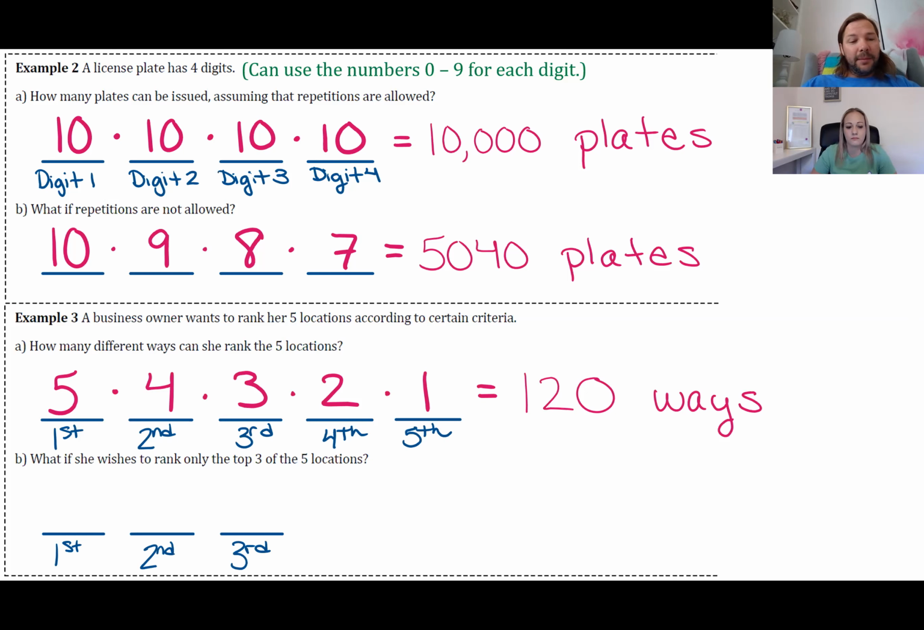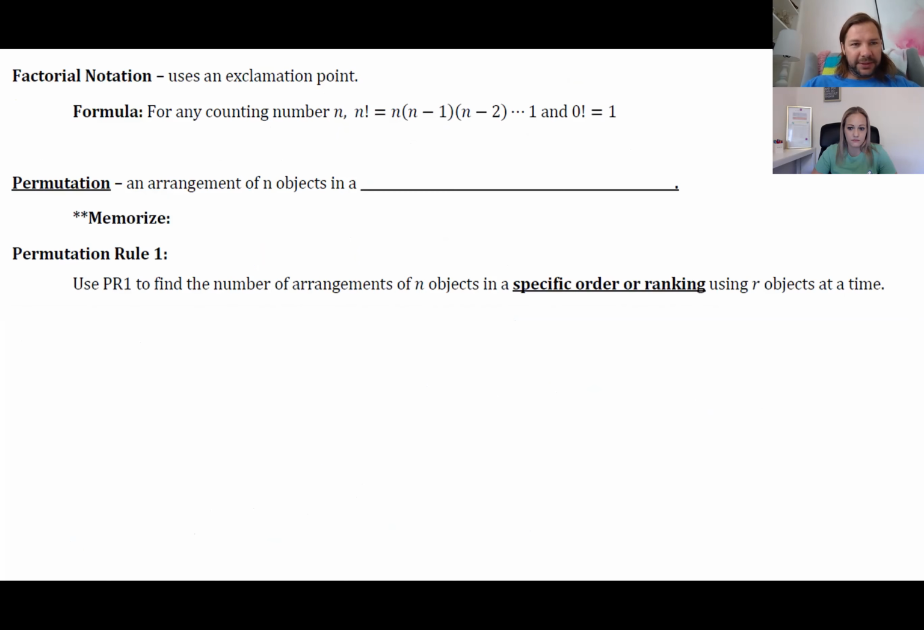But what if she only wanted to rank the first 3 locations, or the top 3 locations? Well, again, it's the same start. You have 5 options for the first one, 4, and then 3 for the second. And so this time you only get 60 ways to rank the top 3. And I think that's a preview of the next rule that we're going to see. Actually, it's a preview of factorial notation.